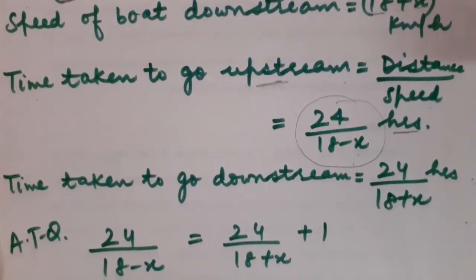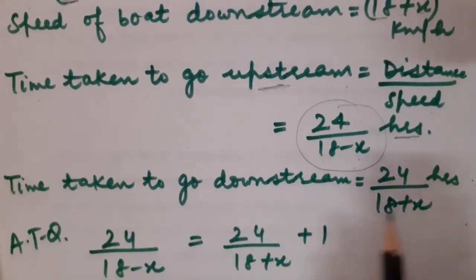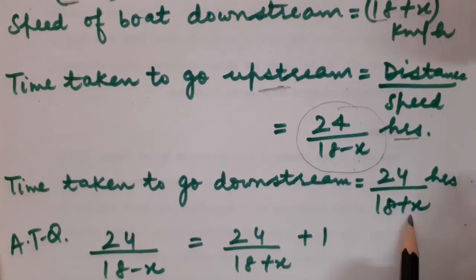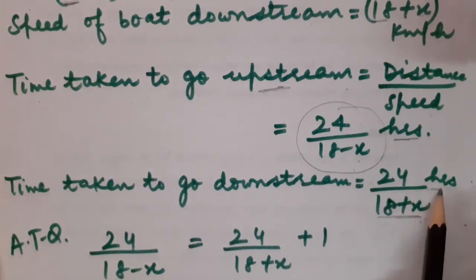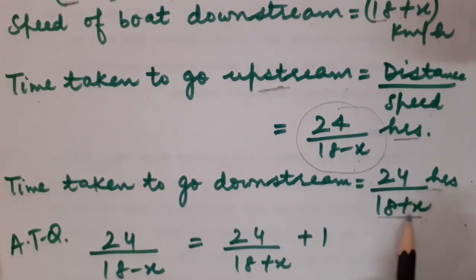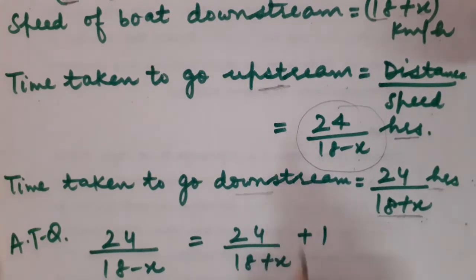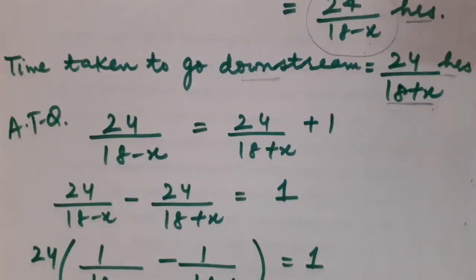Now let us find the time taken to go downstream. Definitely again distance upon speed will be applied, but here you have to take the downstream speed. That is 24 upon 18 plus x. Correct? So 24 upon 18 plus x will become the time. Correct? Because this is distance upon speed, and this is the time of the boat when it is moving towards downstream. Now children, according to the question, it is said that a motor boat takes 1 hour more to go 24 km upstream than to return downstream.